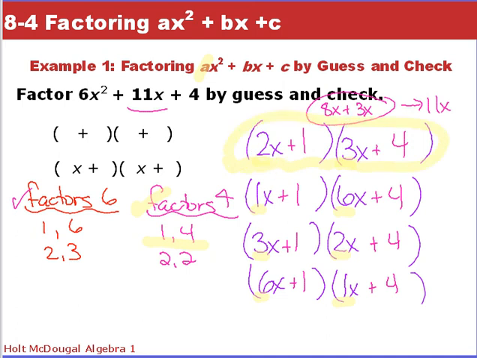We've not been lucky here. We'd end up with 4x plus 10x. That does not equal 11x. Here we're going to get 12x plus 2x, which does not equal 11x. In this case, we're going to get 24x plus x, which is 25x. So that, again, does not equal 11x. So again, we lucked out. This is the factored form by guess and check, right here. Nice.